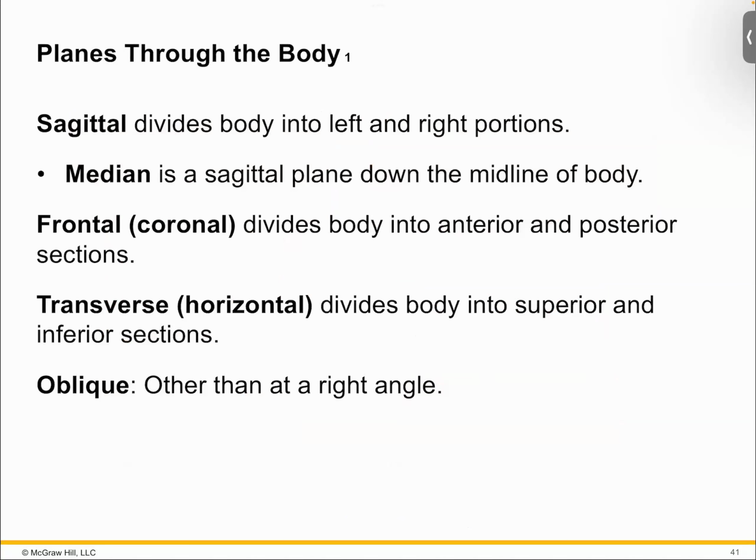So the other thing we want to do in terms of getting our aspect down is taking a look at the orientation of the body in terms of the planes of the body. Now, these are important, especially when you're looking at imaging and things of that nature, right? Because you have to get the image in a particular aspect. And so we have a couple of different types.